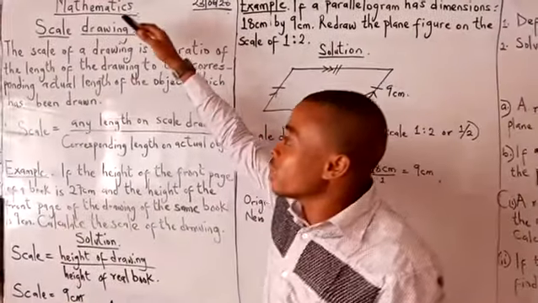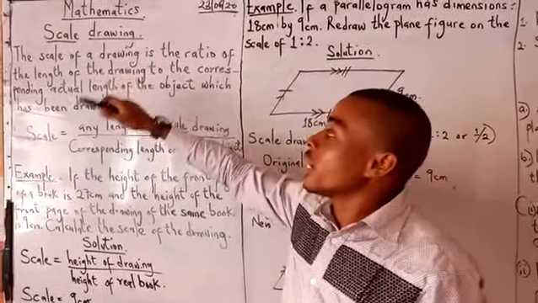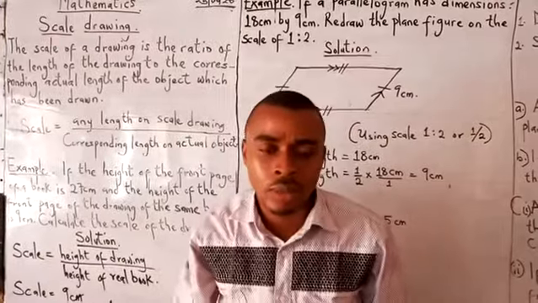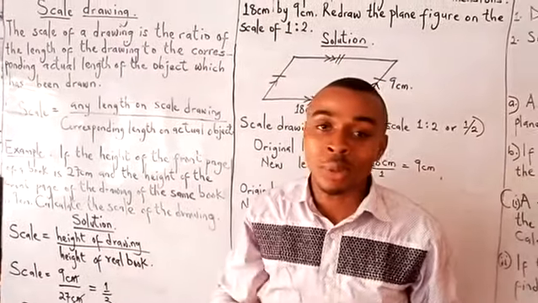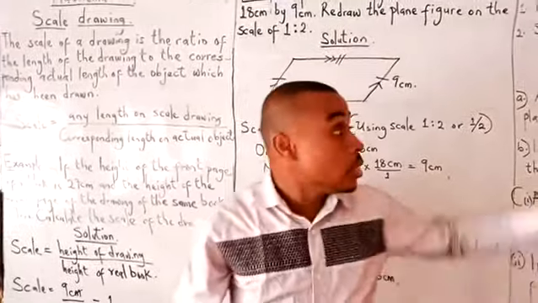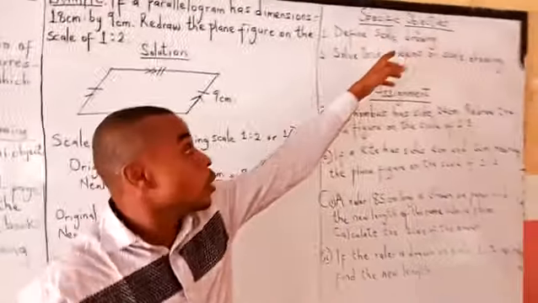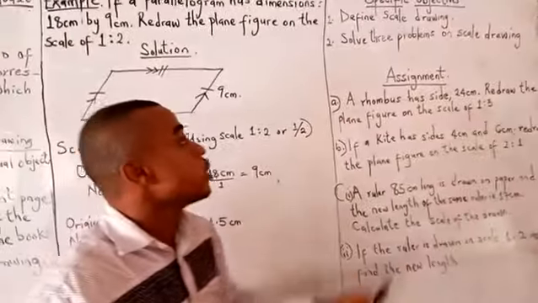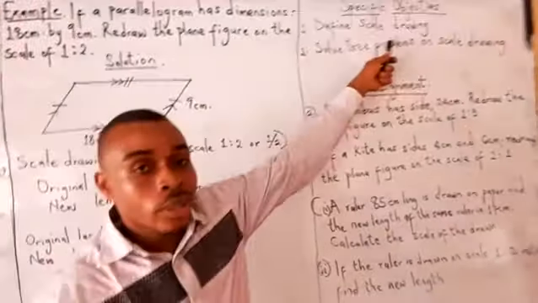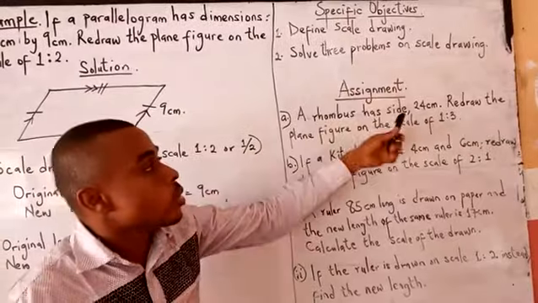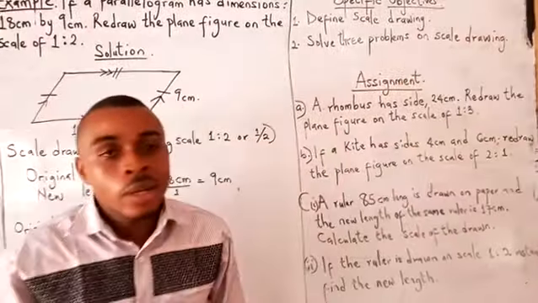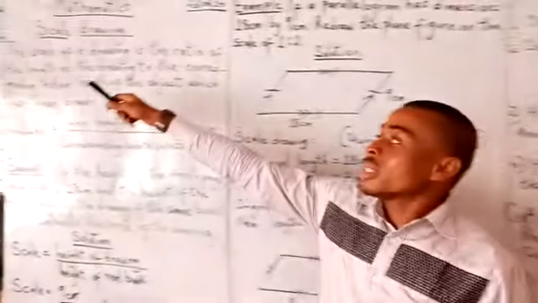This is mathematics again today, and the topic is scale drawing. Before we go into the topic, my name is Mr. Prosper. The following are the specific objectives of the lesson. 1. To define scale drawing. 2. To solve 3 problems on scale drawing. Quickly, let's define scale drawing.